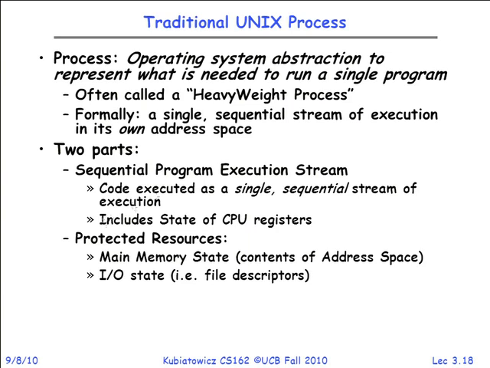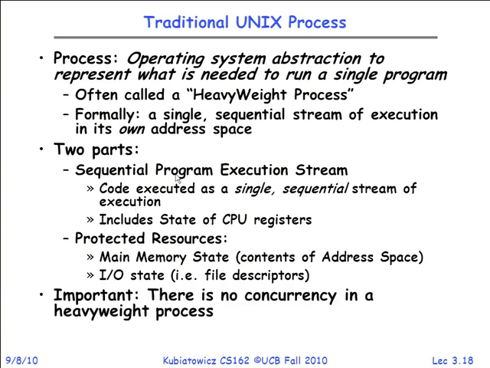Now notice that a heavyweight process has no concurrency, which means there's only one thread inside this. So this is very traditional Unix processes. Everything that's independently running has its own address space and a single thread in it. If you want to have two things running at the same time, you actually construct two processes. Okay, very heavyweight.